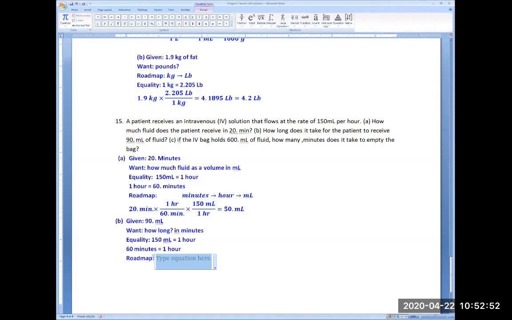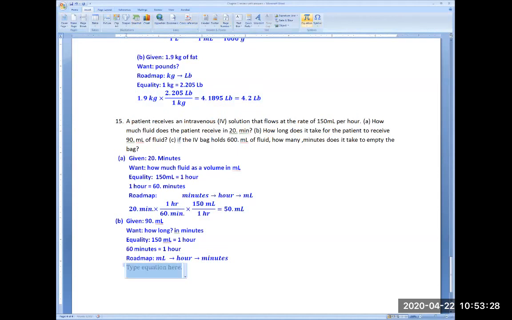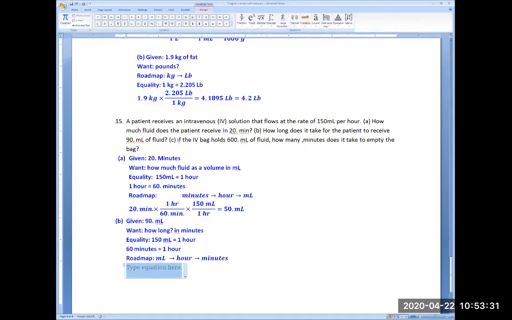So we start with milliliters that we want to know how long it takes to deliver. So we start with milliliters. We will again use the flow rate to calculate hours, you know, how long it took, because we have the equality between milliliters and hour. So we have to change those milliliters to hour. And then because it's not going to be a full hour, it's easier to have this back into minutes.